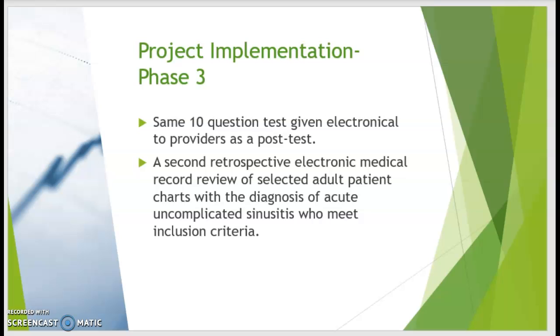Phase 3 consisted of both a provider post-test and a chart audit. After the implementation of the educational intervention, the same provider test was given to compare scores to determine if knowledge concerning antibiotic usage was gained. A second retrospective electronic medical record review of selected charts that met inclusion criteria was completed to determine if the goal of a 10% reduction of immediate antibiotics was achieved.